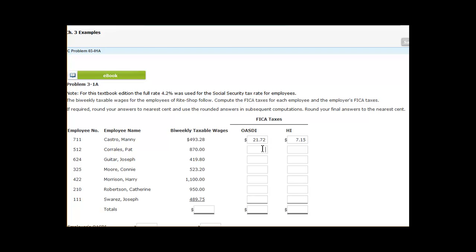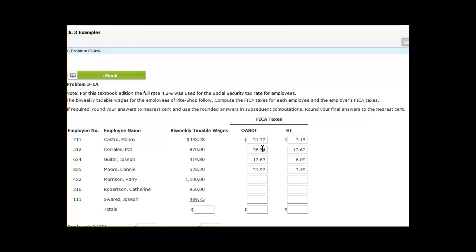Again, for the OASDI for our next employee, 870 times 4.2% is 36.54, and then the HI tax would be 12.62. I'm just going to go through here and put these numbers in, keeping in mind that in the left column everything's multiplied by 4.2%, and in the right-hand column everything's multiplied times 1.45%. Then we have 17.63 and 6.09. For the next one, we have 21.97 withheld for Social Security, and 7.59 withheld for Medicare.